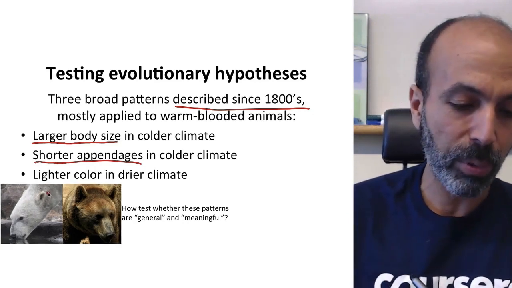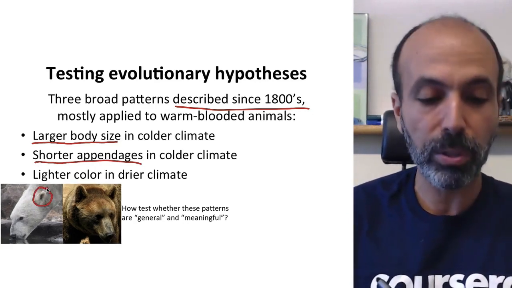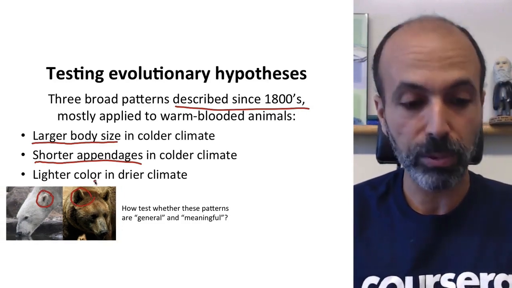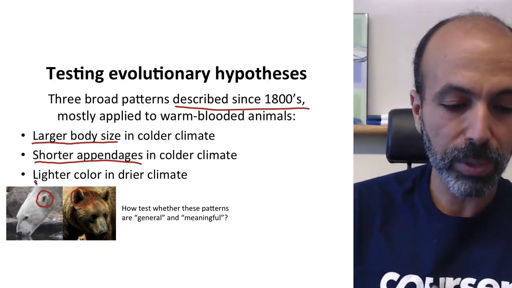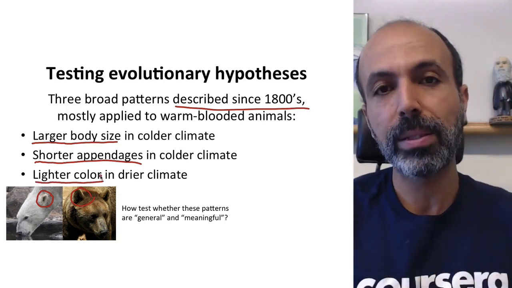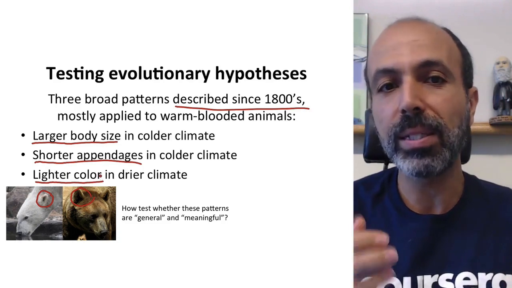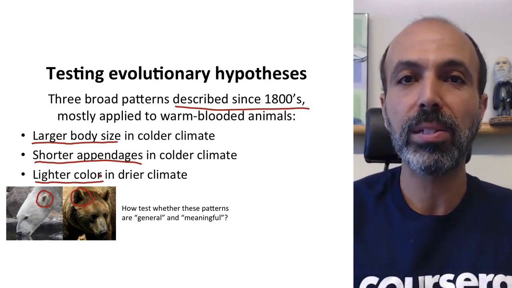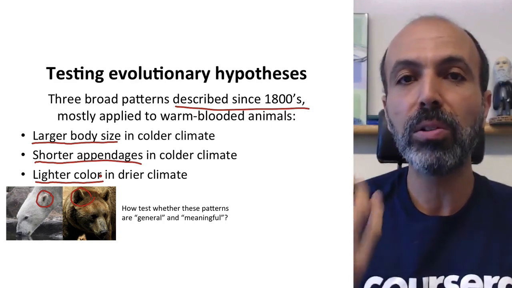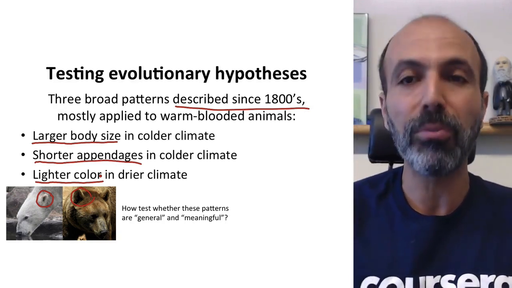So this is an example right here. Notice how small the ears are on the polar bear relative to the grizzly bear. So they seem to fit that second rule. And last but not least, animals tend to have, in general, a lighter color in drier climates. Now, these are tendencies that are out there, and people have seen them, but how do you test whether these rules are general and whether they actually have some sort of underlying cause, whether they're meaningful in a sense?